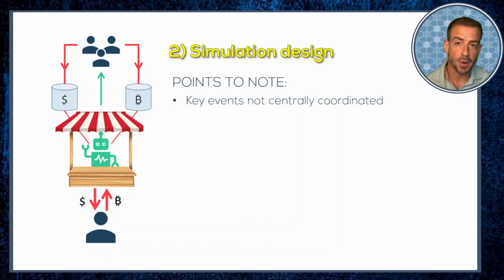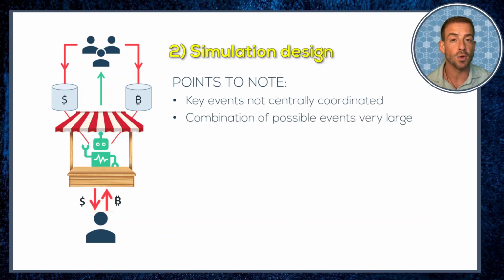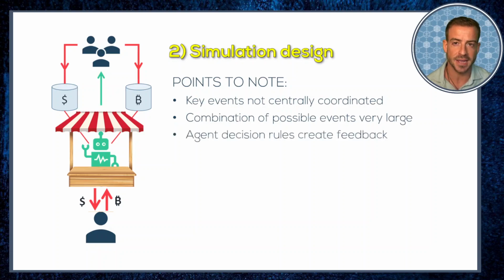Next to note is that the possible combination of events is very large. Not only do we have 4 categories of events, but each of those can differ continuously in their magnitude according to some probability distribution. They can be larger or smaller swaps, and we can add more or fewer tokens to the liquidity pools. But the real clincher is that the agent decision rules introduce feedback into this system. Agent choices are affected by their own earlier actions and the earlier actions of others.